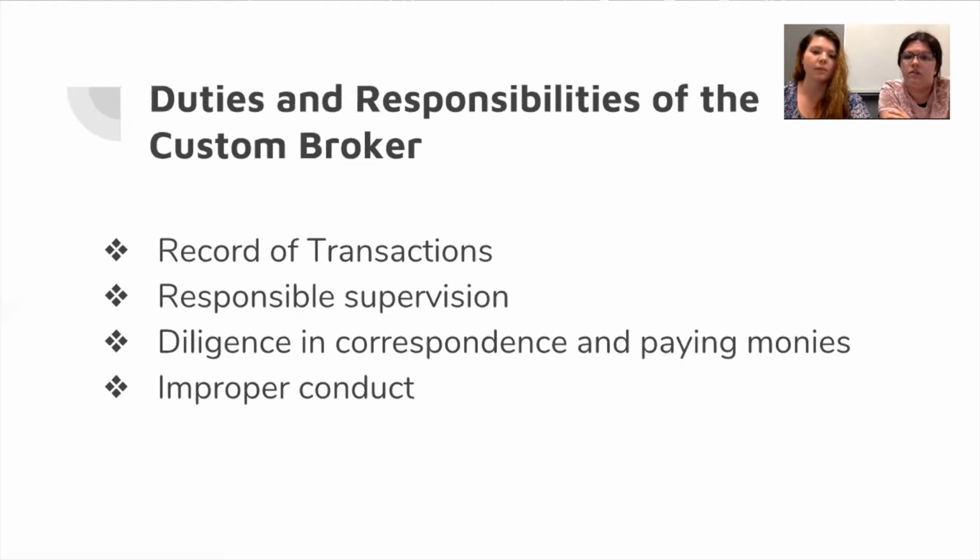Another thing is diligence in correspondence and paying monies, which is that each licensed broker is required to exercise due diligence in making financial statements and answering correspondence, and in preparing and filing records of all customs transactions. Payments of duties and other charges to the government are to be made on or before the date that all payments are due. Improper conduct means the regulations prohibit the filing of false information, the acceptance of fees from attorneys, the procurement of information to which access is not granted, or the misuse of a license or permit.